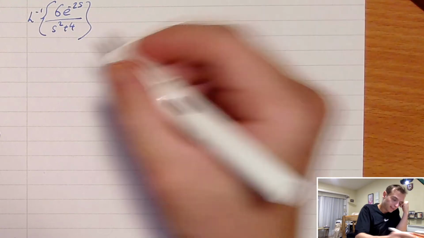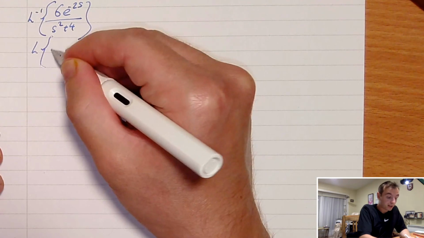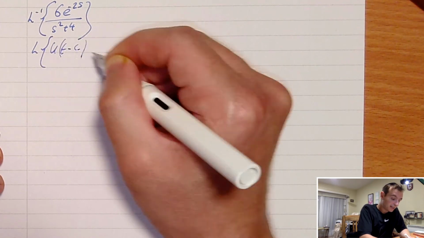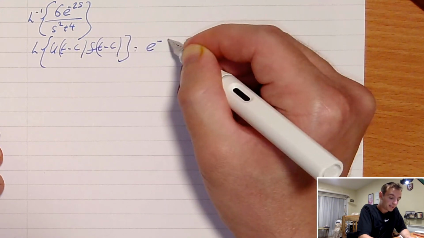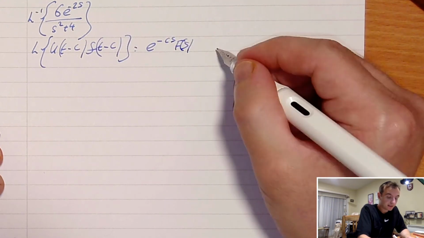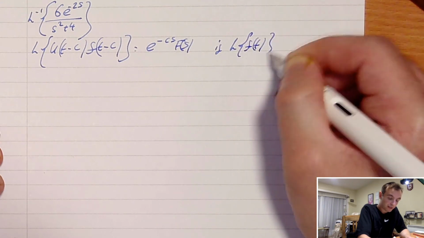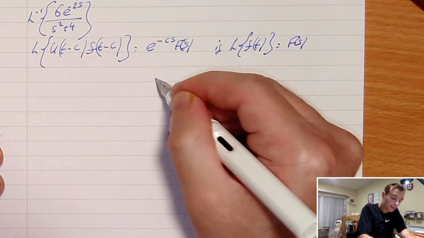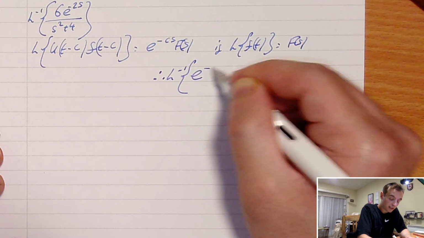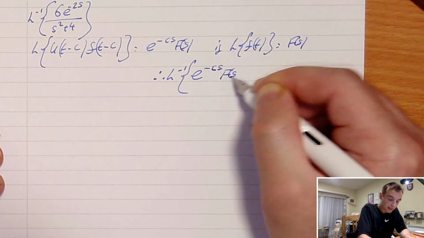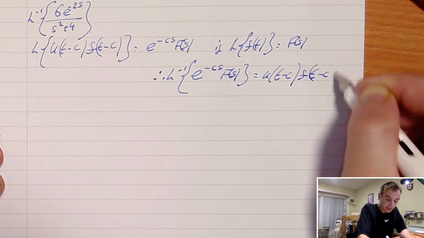So again, I always like to write things out. So it looks like a result of the second shift theorem. So we know that the Laplace transform of u(t minus c) f(t minus c) equals e to the minus cs F(s), if the Laplace transform of f(t) equals F(s). Therefore, I can say that the inverse Laplace transform of e to the minus cs F(s) equals u(t minus c) f(t minus c).